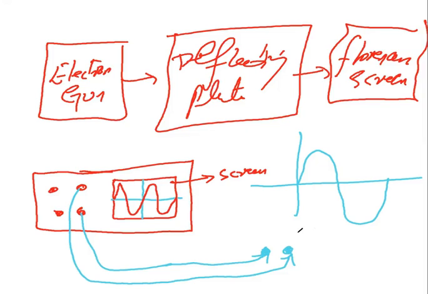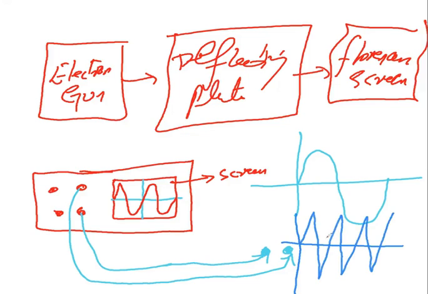There will be disturbance to the waves. Let's say this is the radio signal, and the waveform of the radio is like this. But when your electricity mixes with this radio signal, you will get a disturbed wave. That wave will be like this.